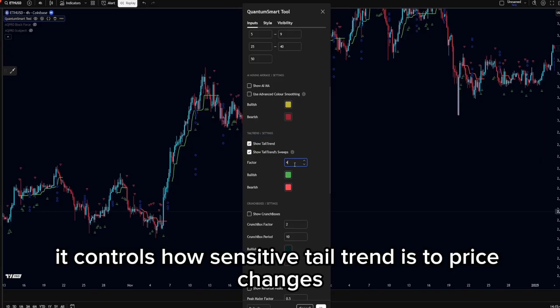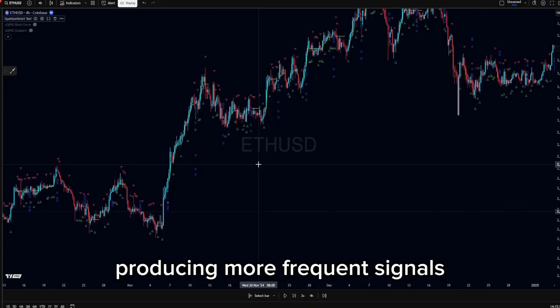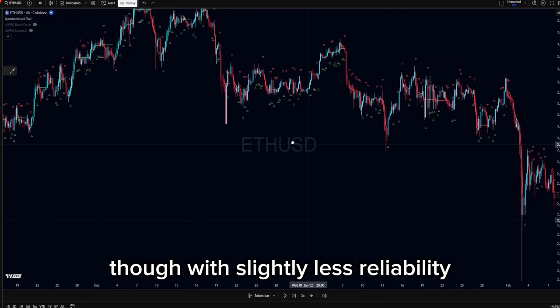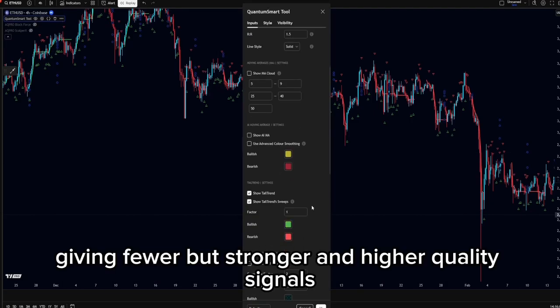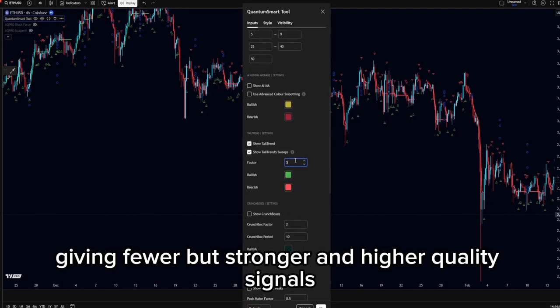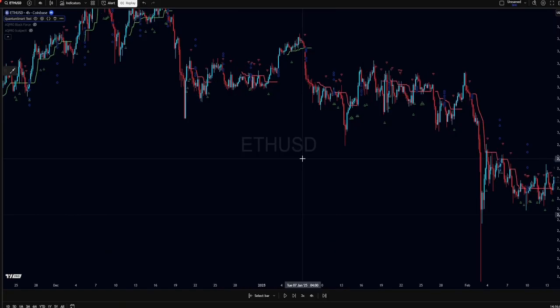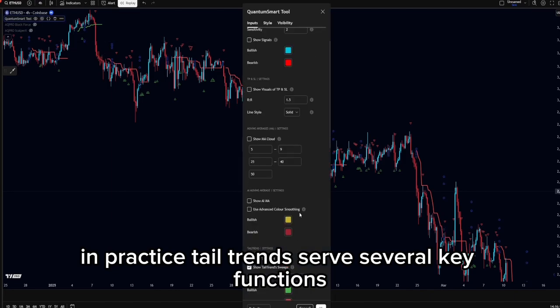Another important parameter here is the factor. It controls how sensitive tail trend is to price changes. A lower factor makes the indicator more sensitive, producing more frequent signals, though with slightly less reliability. A higher factor smooths out the movements, giving fewer but stronger and higher quality signals, ideal for those who prefer cleaner confirmations.